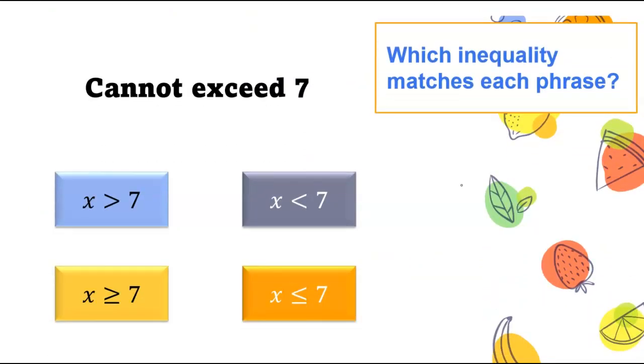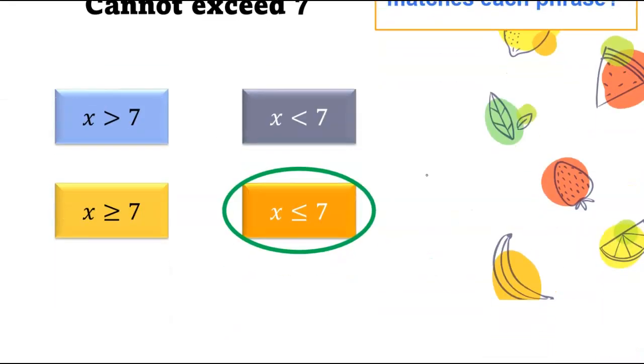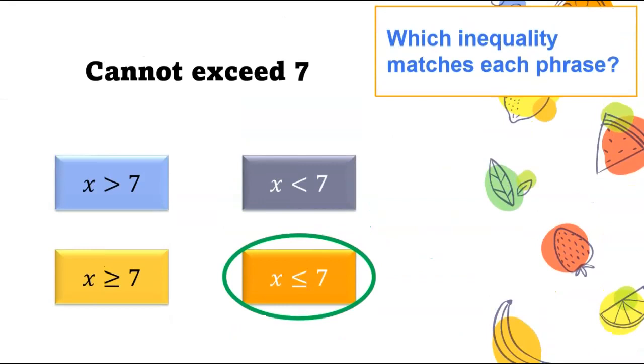Okay, how about cannot exceed 7? Now this one doesn't say not, but it does have this cannot, which sounds like a not. So maybe we'll do the same process. Figure out which one says exceed 7, and then take the opposite. Which one says exceed 7? Exceed means bigger, right? Exceed is a term for bigger. So this would be our x is bigger than 7 or greater than 7. To do the cannot, we'll go the opposite. Take the opposite term and get x is less than or equal to 7.